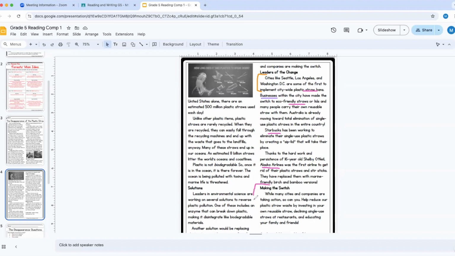And then making the switch. While many cities and companies are taking action, so can you. You can reduce plastic waste by investing in reusable straws, declining single-use straws in restaurants, and educating your family.